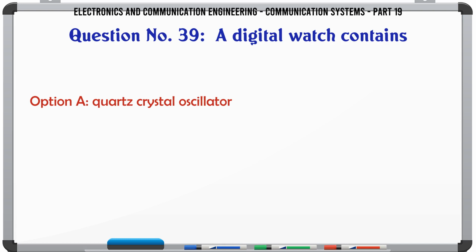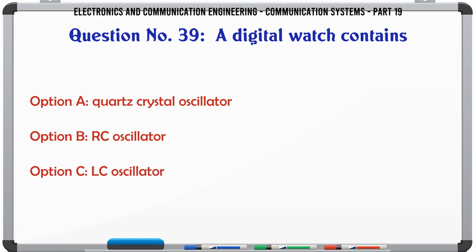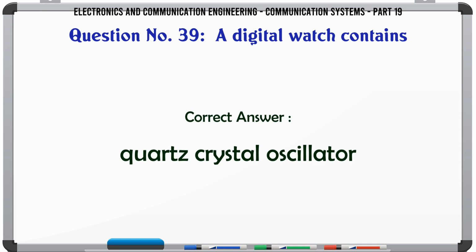A digital watch contains A. quartz crystal oscillator, B. RC oscillator, C. LC oscillator, D. either quartz or RC oscillator. The correct answer is quartz crystal oscillator.